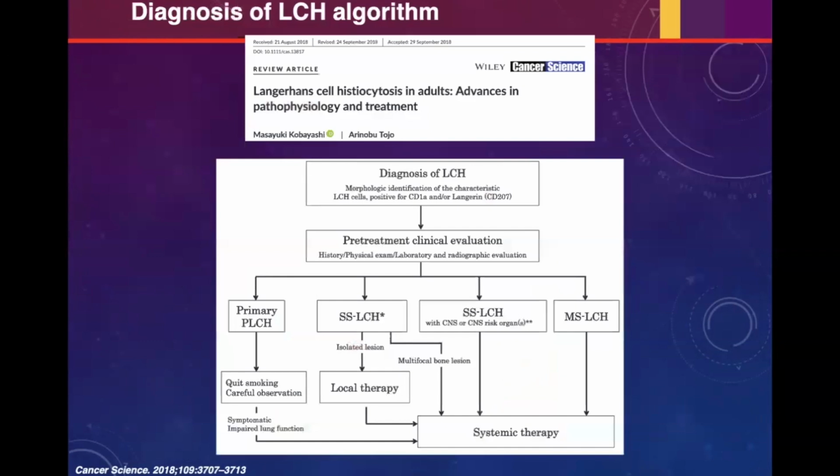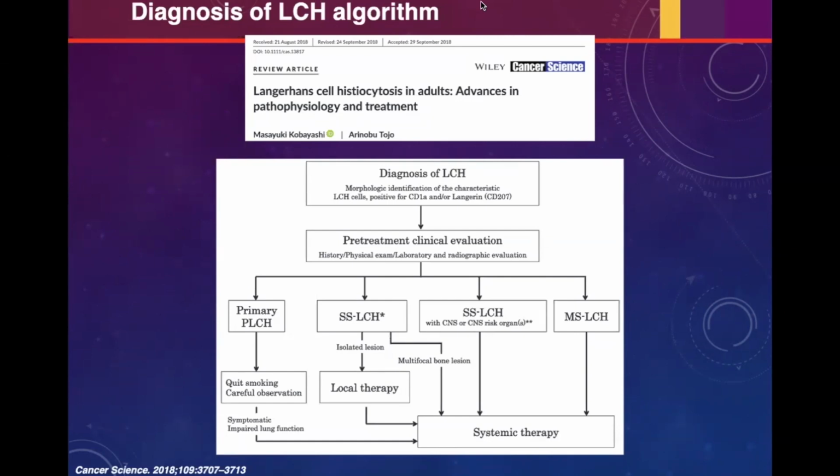This is the diagnosis algorithm. It's based on histological and immunophenotypic examination. So first, we need the complete patient history, including smoking history, and a specific physical examination should be carried out, including neurologic evaluation of the central nervous system and peripheral nerves.